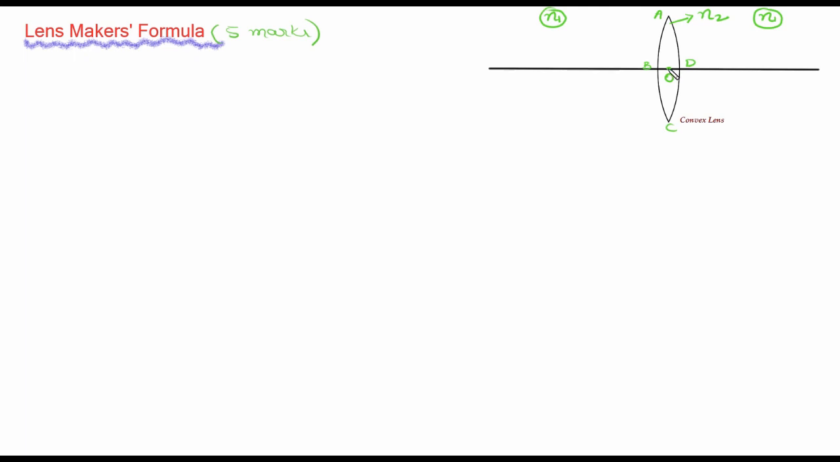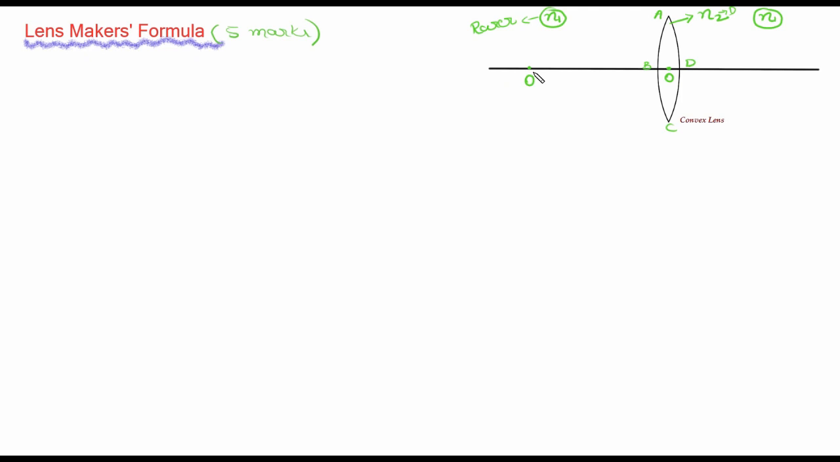Fine. So what we have taken here is one convex lens of refractive index N2. The surrounding medium has the refractive index N1. Here this N1 is the refractive index of the rarer medium, and this N2 is the refractive index of the denser medium. Fine. So in the rarer medium, I am going to place one object O.